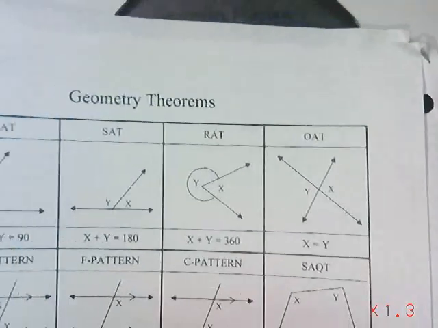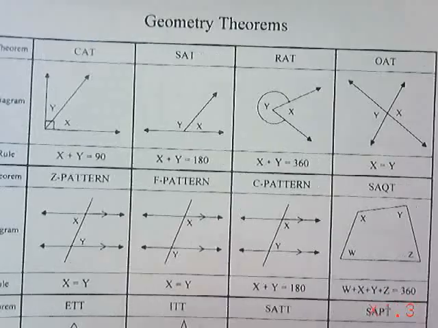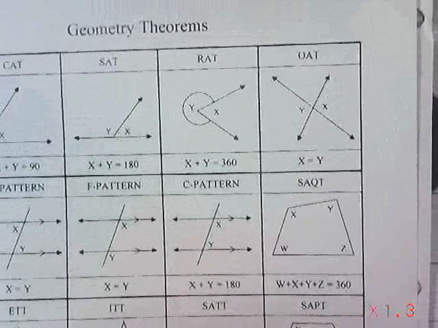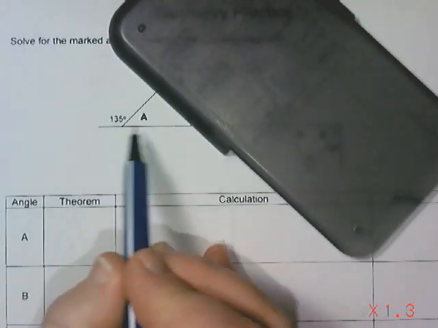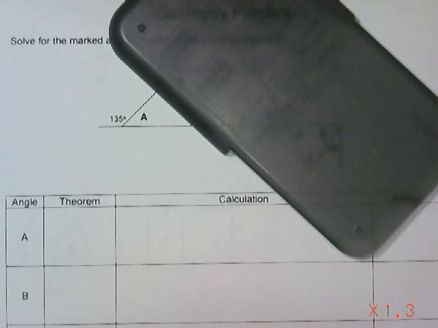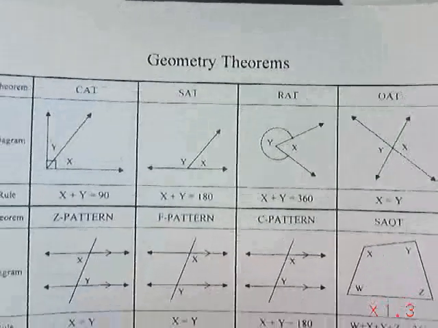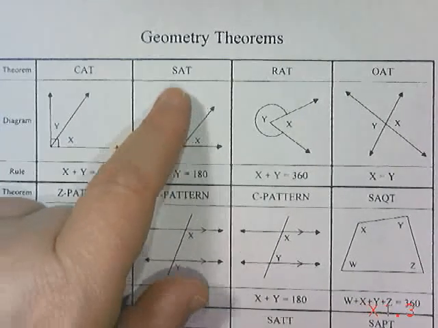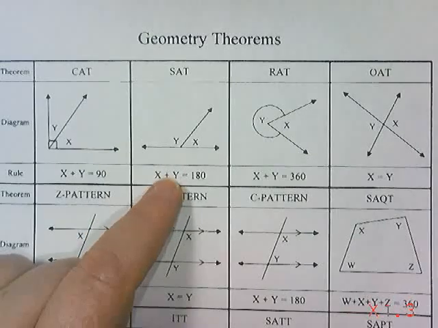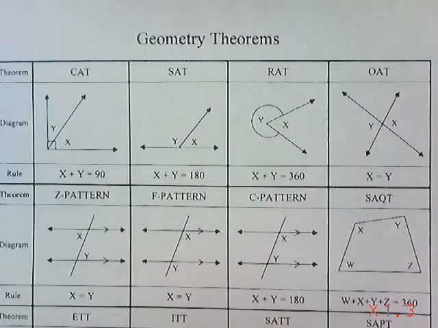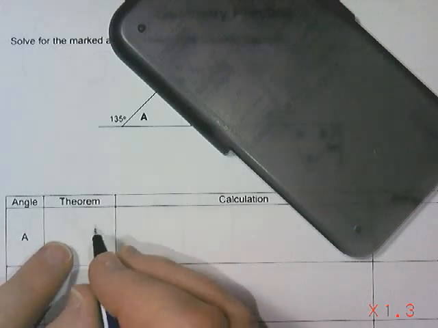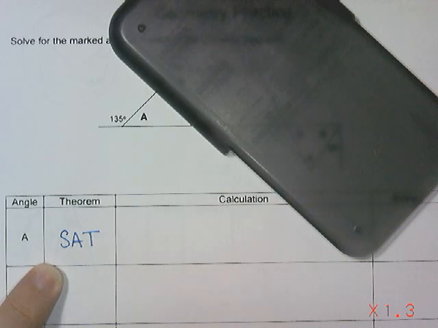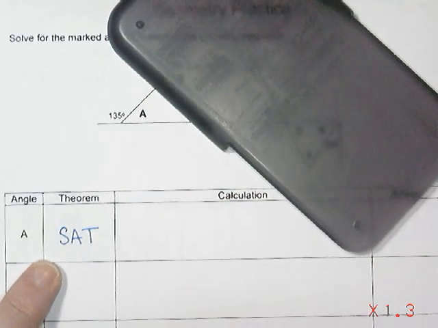If I look at my geometry theorems, I am looking to see if I have anything on here that matches that. So I see a straight line that is broken up into 2 angles. Here, I have a straight line that is broken up into 2 angles. That is the supplementary angle theorem, and it says that those 2 angles add to 180 degrees. So under theorem for A, I'm going to write SAT. This is the supplementary angle theorem, and these 2 angles should add to 180 degrees.